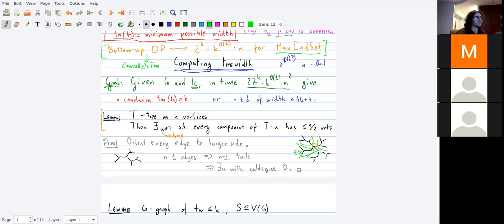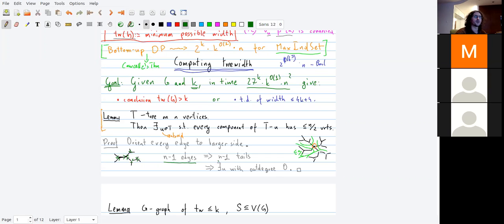And the proof is actually very simple. Whenever I'm looking at an edge of a tree, this edge splits the tree into two parts, right? The left part of the tree and the right part of the tree. Let me look at which part is larger in terms of the number of vertices, and I will orient this edge in the direction of the larger endpoint. So if I do this for every edge of the tree, I get an orientation of the tree. In a tree on n vertices, I have exactly n minus 1 edges.